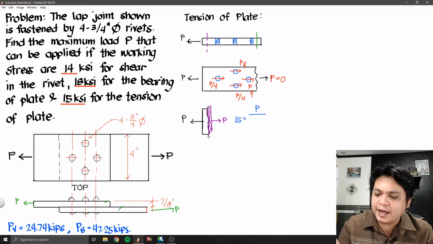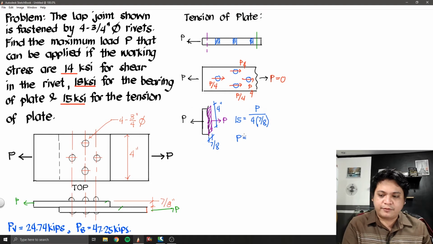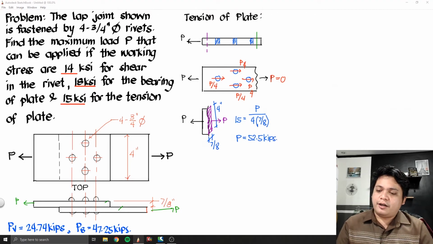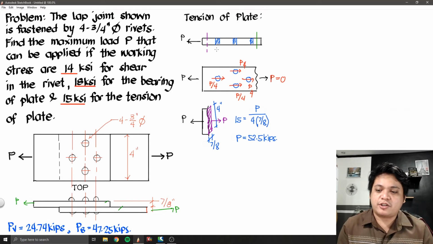All over the area. So, our area has a thickness of 7 over 8 and a dimension of around 4 inches. So, that's around 4 multiplied by 7 over 8. Okay? So, you have here P of 15 multiplied by 4 times 7 over 8. So, that's around 52.5 kips.